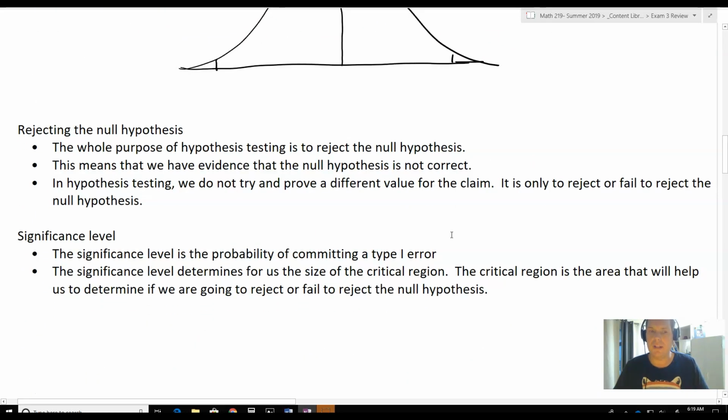Now, rejecting the null hypothesis. This is really important because the whole purpose of hypothesis testing is to reject the null hypothesis. That's what we're trying to do. It's our yes or no. Do we believe the null hypothesis or do we not believe the null hypothesis?